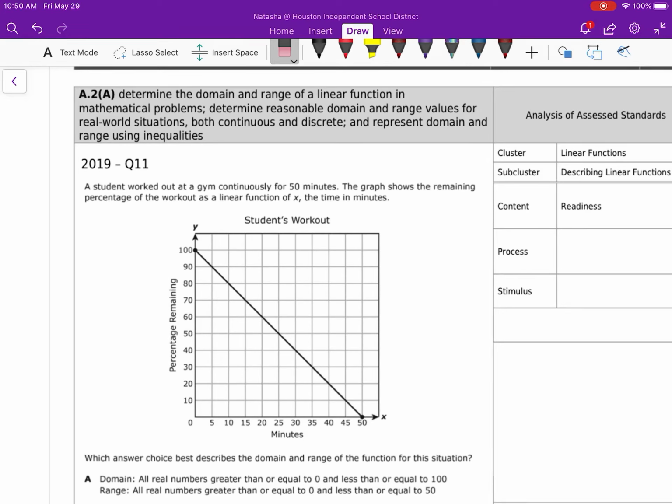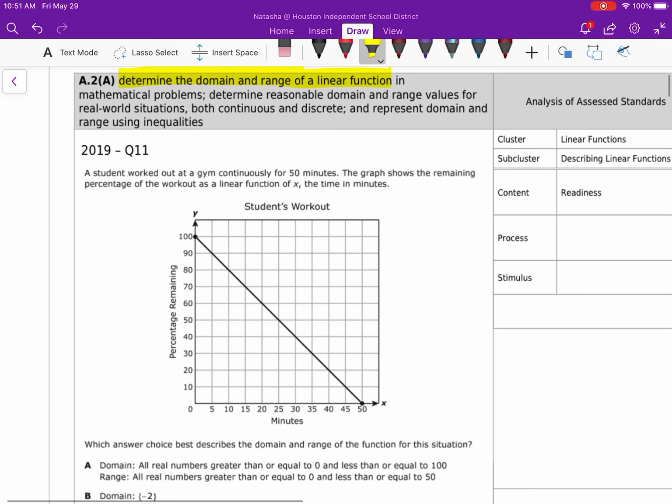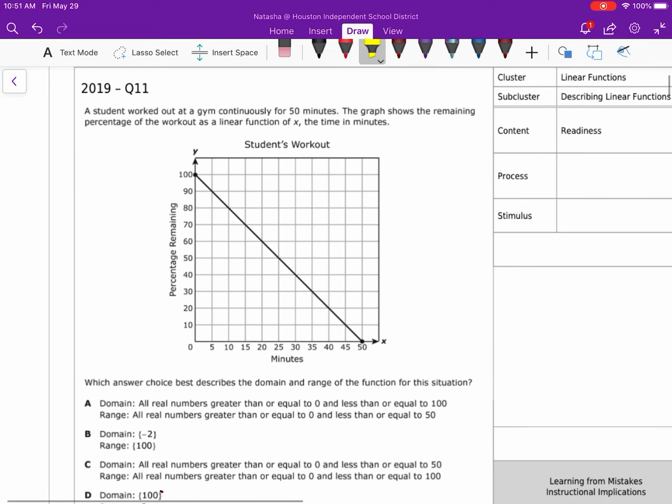In these episodes that I'm going to do a series on are going to be over the 2015 to 2019 Texas STAAR. And on these first few questions, I'm going to be going over specifically the TEKS 8.2a, which is determining the domain and range of a linear function in mathematical problems. One of the things that we need to do is also look at whether or not it's continuous and discrete and how to represent it using also inequalities.